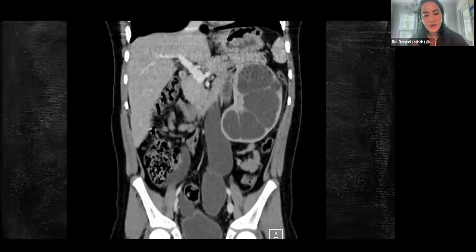The other thing that I like about this case is he had his ureters explanted and then reimplanted, and his kidney function is fine. Both kidneys are working great.